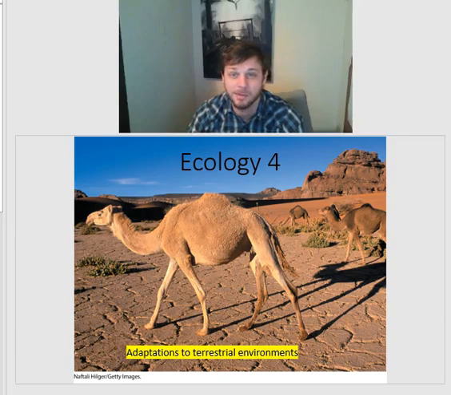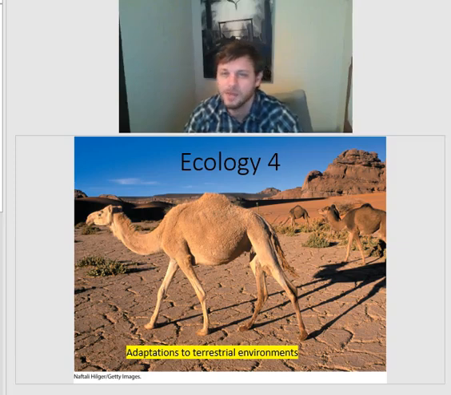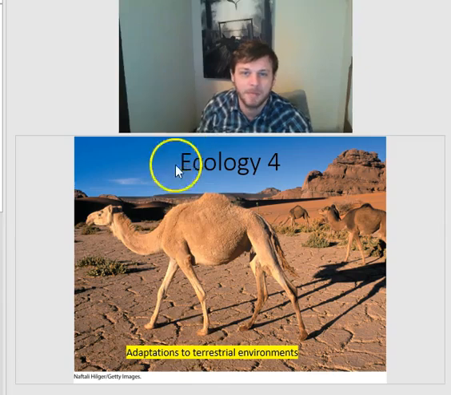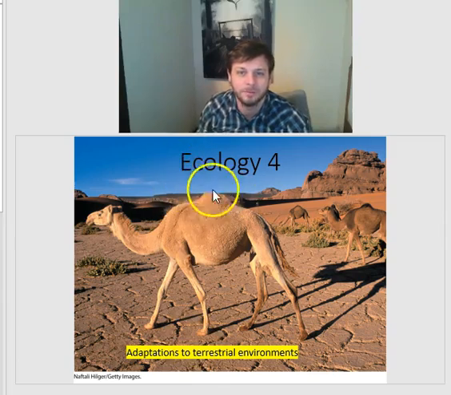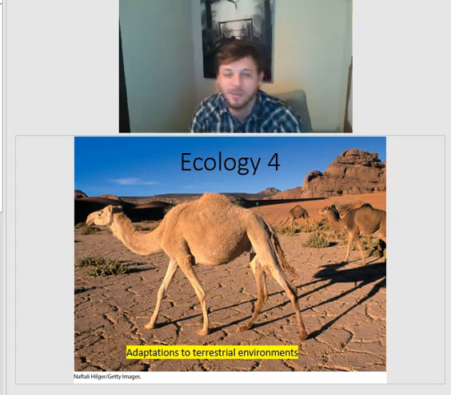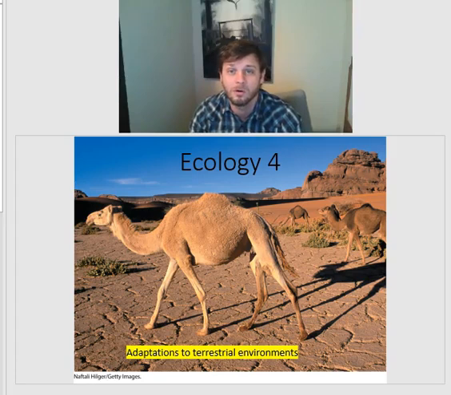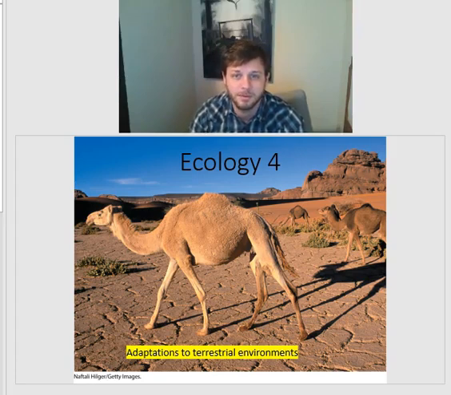Here's a picture of a camel. What do you think of when you think of a camel? Maybe you think of the hump, right? That's pretty characteristic. This is a dromedary camel. There's Bactrian camels, or camels with two humps. You probably also think of life in the desert or oases or water storage. Camels are very good at storing water.